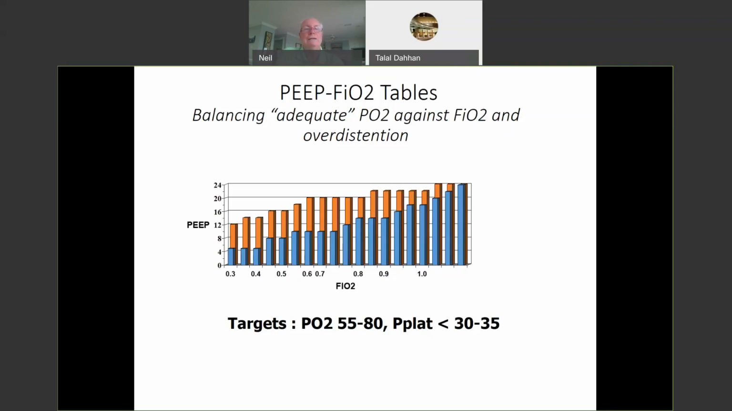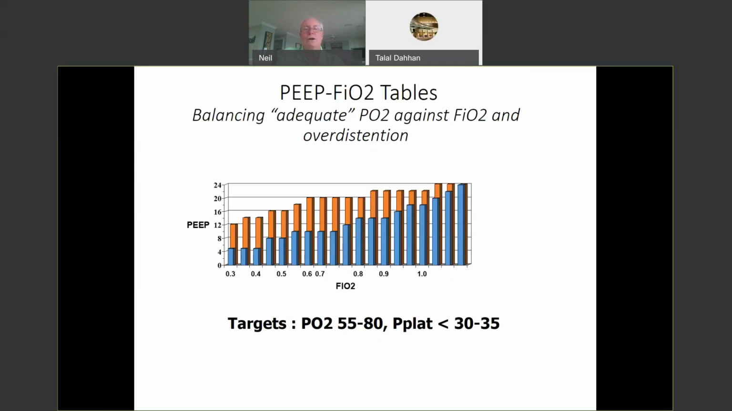The red or orange bars, it's a similar PEEP FiO2 table, but it's more aggressive with PEEP. 12 centimeters of water with other parameters being similar. Again, the way this works is if your PO2 is less than 55, you move a step to the right. If your PO2 is over 80, you move a step to the left. If your plateau pressure is above 30, maybe 35, you move a step to the left. And you keep doing this until you get as close to this table as you possibly can.